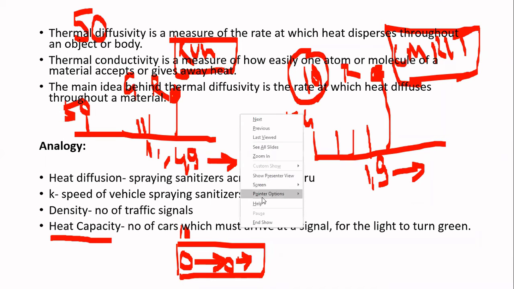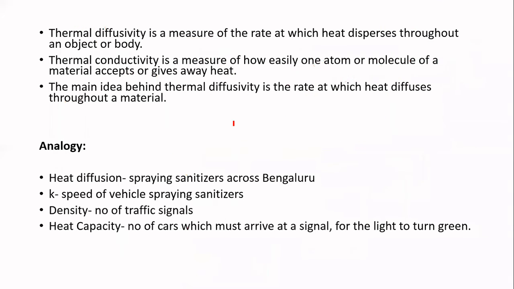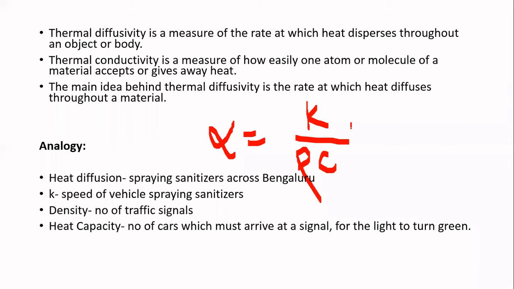Okay, good. Now again we will see the equation. Our equation is alpha is equal to K divided by rho C. K was the thermal conductivity, K was the speed of the car. If we are increasing the speed of the car, the rate of heat travel is going to increase. Rho is density, it is the number of traffic signals. So if we are decreasing the number of traffic signals, the rate of heat diffusion is going to increase.